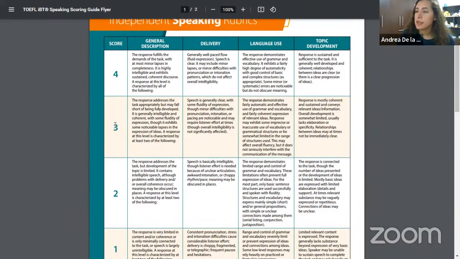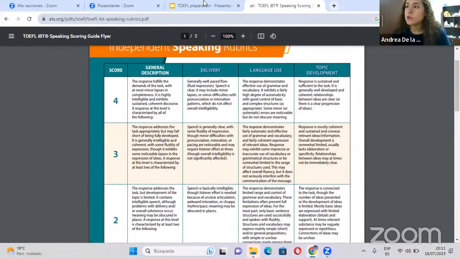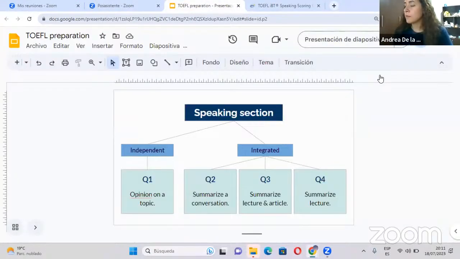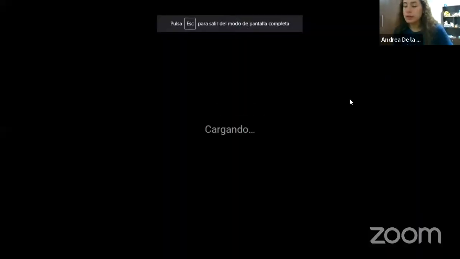Okay, guys? And as you can see here, they have a description of what you need to get each score, to get a 4, to get a 3, to get a 2. And they have organized it in 3 different categories, which are delivery, language use, and topic development. So let's talk about them.